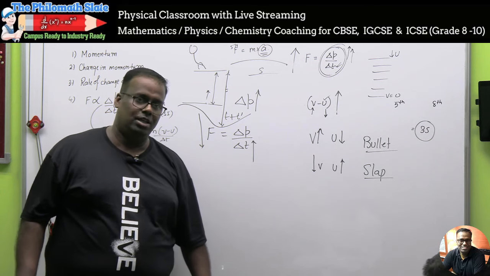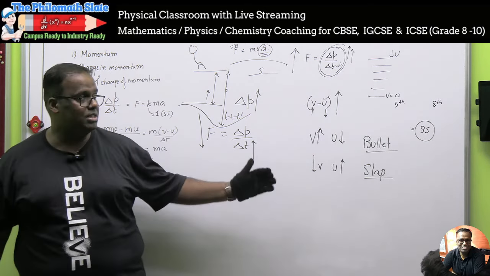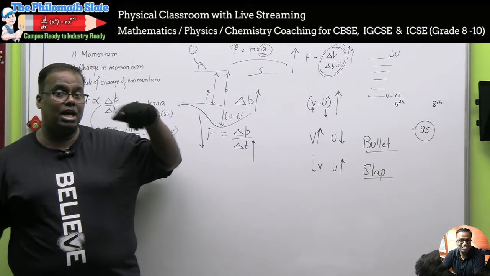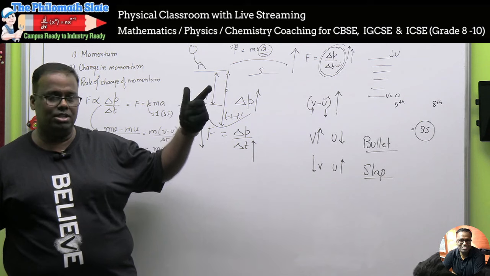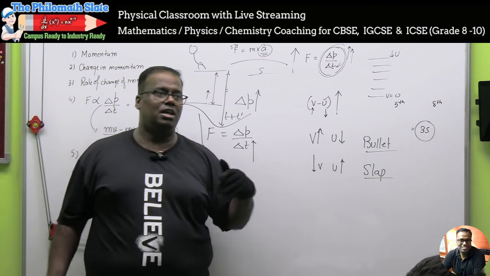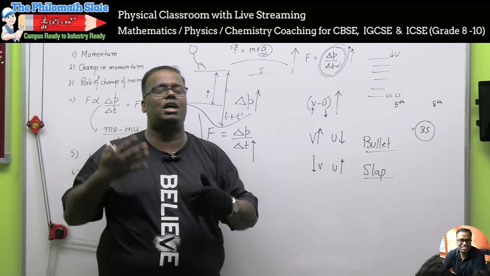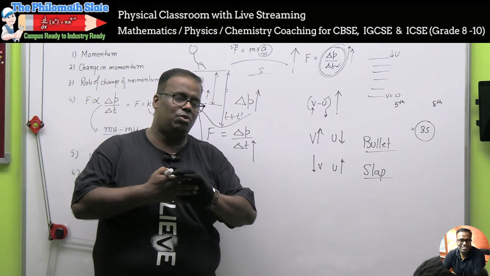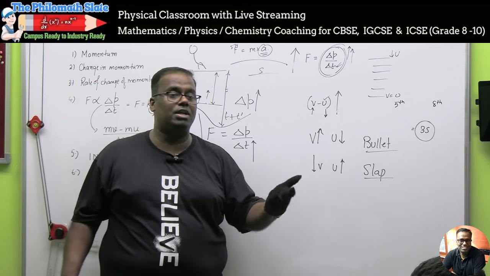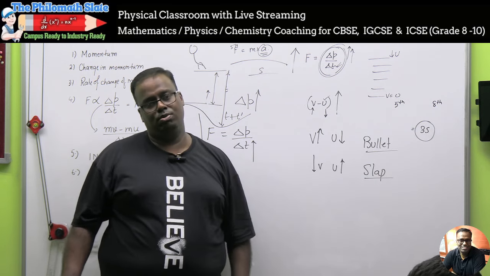ठीक है? So what does second law tell you? And second law से ही सारे problems आते हैं. Second law tells us that the force acting on a body is directly proportional to the product of mass and acceleration. In grade 9 we learn that the second law tells you that the force acting on a body is directly proportional to the rate of change of momentum, or you can say the force acting on a body is directly proportional to the product of mass and acceleration. So F is directly proportional to ma, F equal to ma.